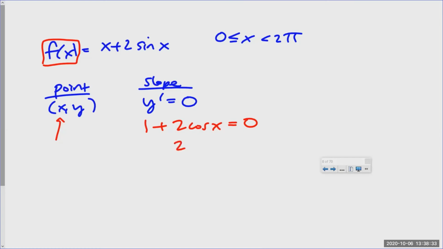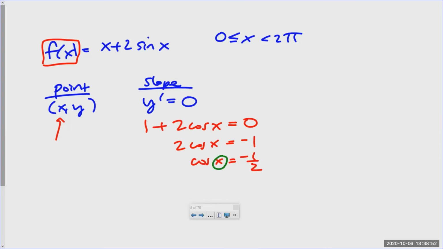All right, do you see I'm going to subtract both sides by 1? I need to isolate this x, so let me isolate the cosine x first. That means cosine x is equal to, I'm going to divide both sides by 2, negative 1/2. You've done this before in pre-cal. Now what I want to do is find x.